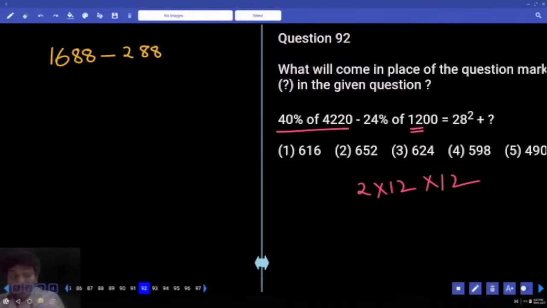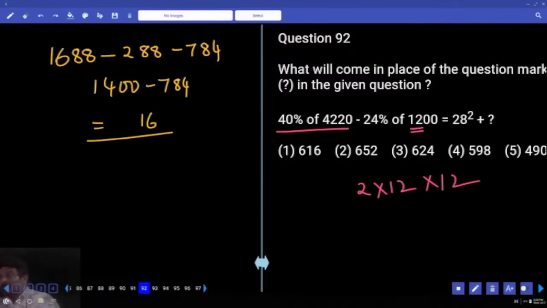Correct. Right hand side 28 square we have. 784 comes to left hand side. Let me calculate this value so far because I am getting a round figure. How much? From 1400 if you subtract 784, the answer ends with 16. Yeah, last digit also works, 6.